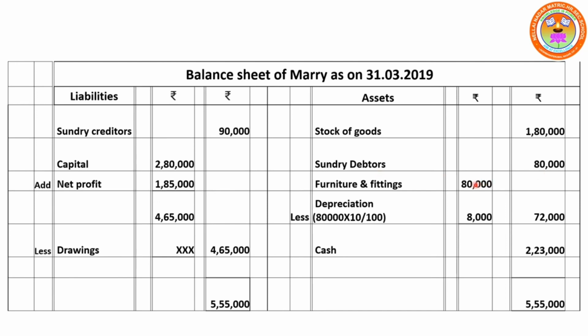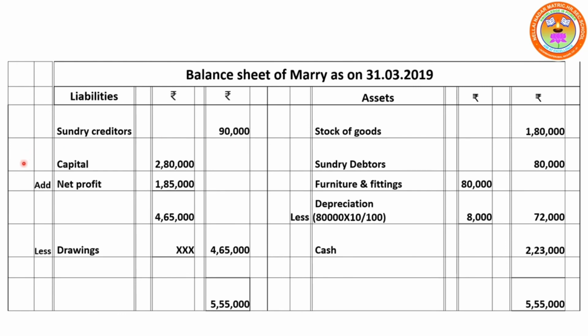Next asset, furniture and fittings, value 80,000 as depreciated. So deduct the depreciation, 8,000. So 80,000 minus 8,000, bring the amount at year end. Furniture and fittings value shows 72,000. Then don't forget, look at the cash book. Cash book year-end balance, closing cash balance shows 2,23,000. Then move on to the liability side, sundry creditors 90,000.